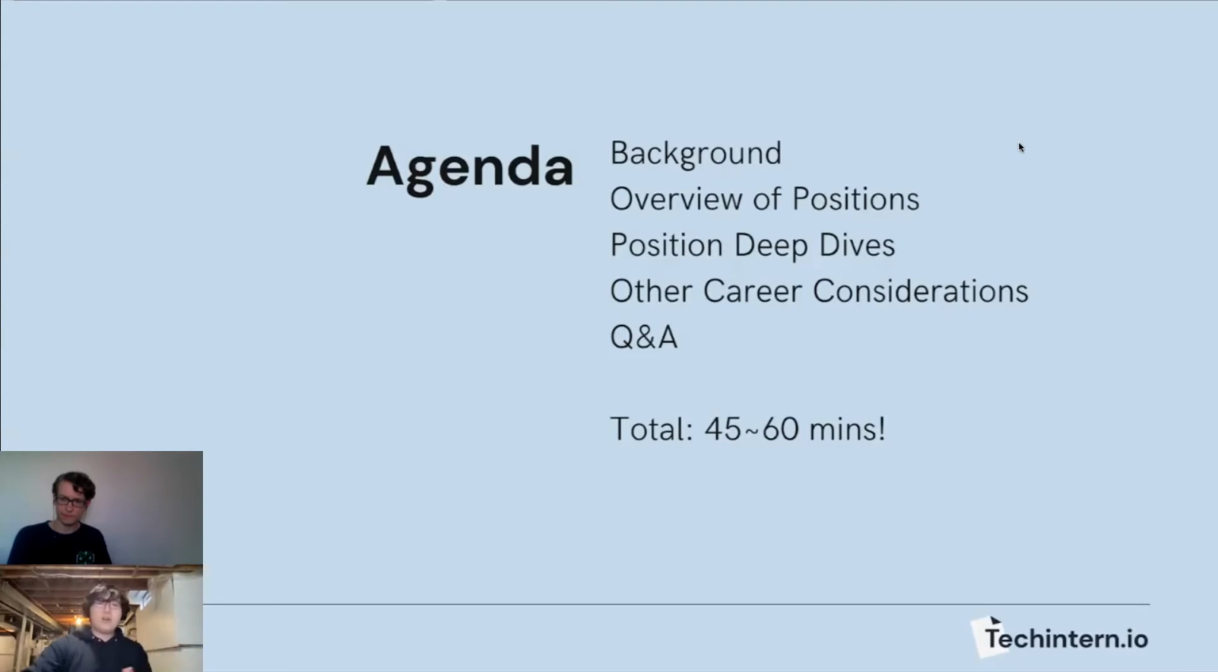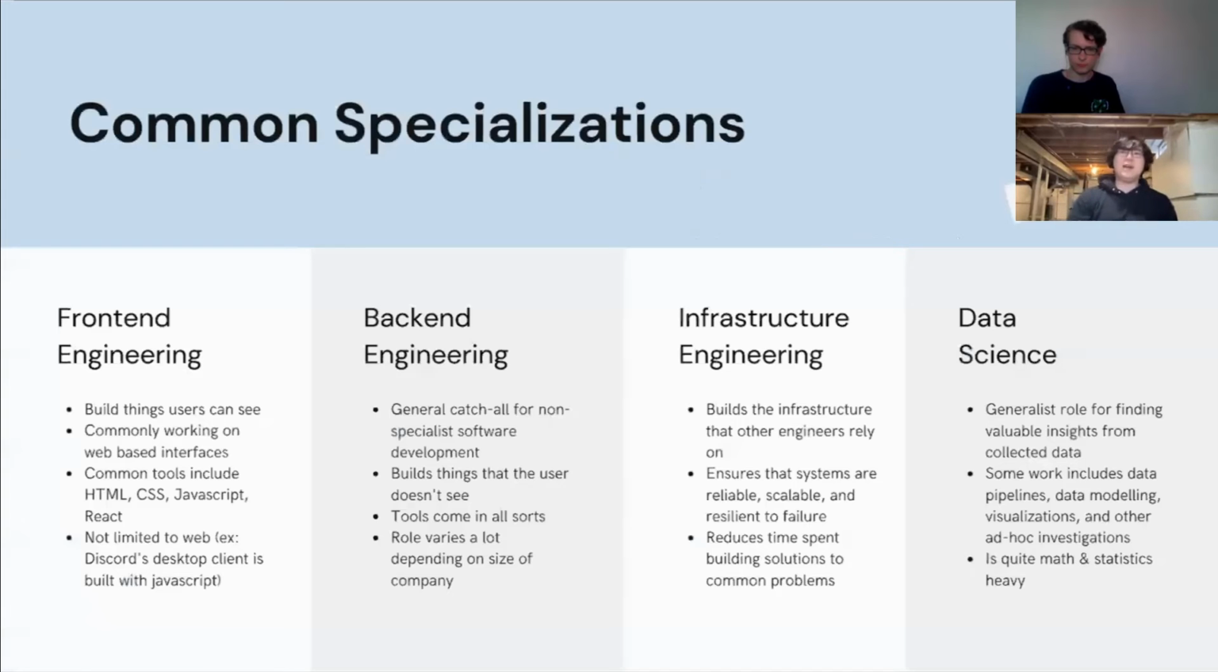And now we can move on to an overview of the positions that are common, and there are eight that I put down on the slides. But although this is by no means an exhaustive list, the first one that I want to go over is front-end engineering. So front-end engineering, on a high level, is mostly engineers that build things that users can see, and when you think about front end in the industry terms, most often a hiring manager or recruiter will assume automatically that you're talking about web interfaces.